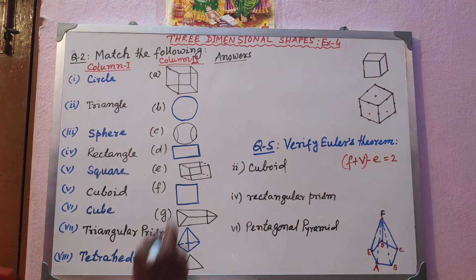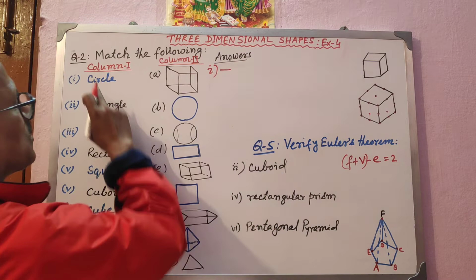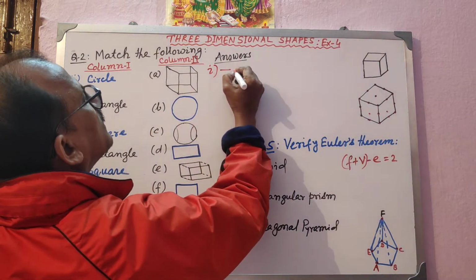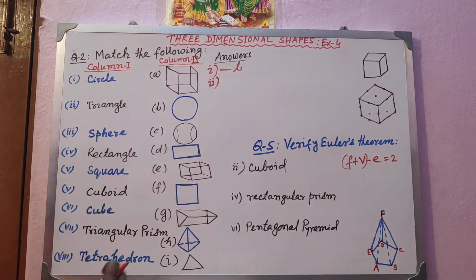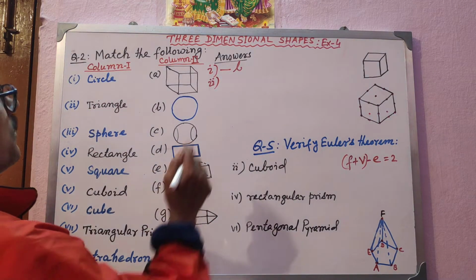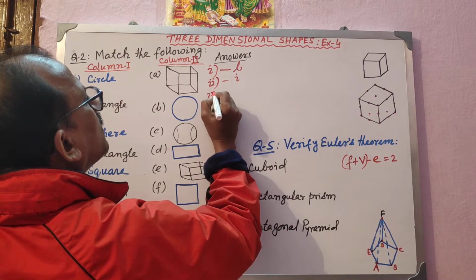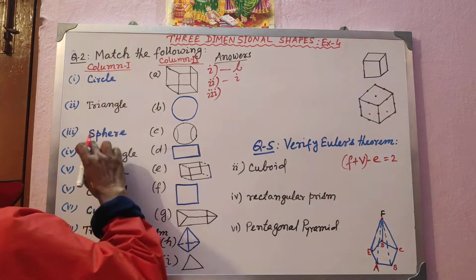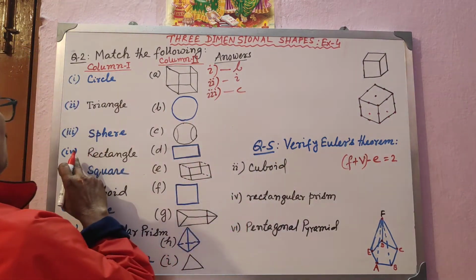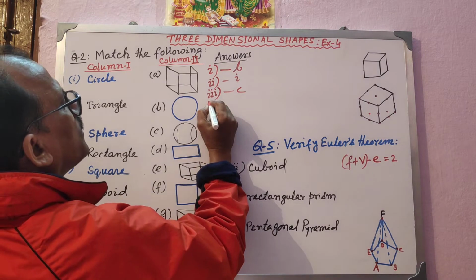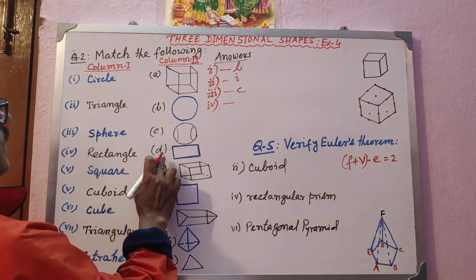So what will be the answer? I will be matching, first one, circle, that is B. Now, second one will be matching with triangle, definitely with I. Third is sphere, will be matching with C. Now, fourth one will be matching with what? Fourth one is a rectangle, that will be matching with definitely D.